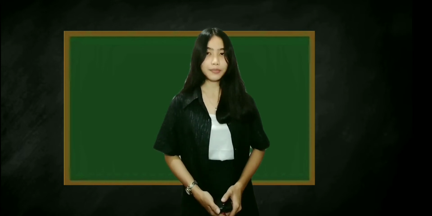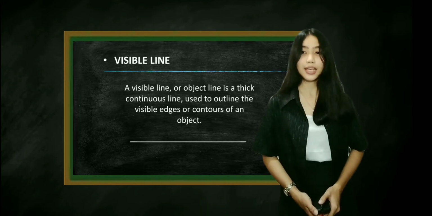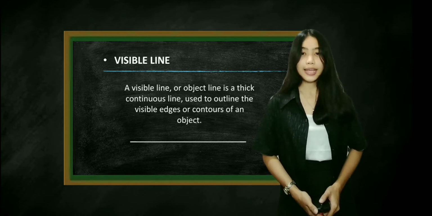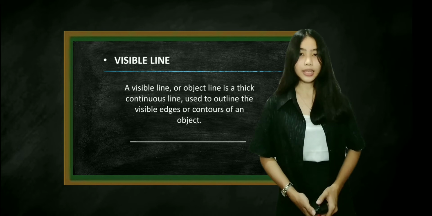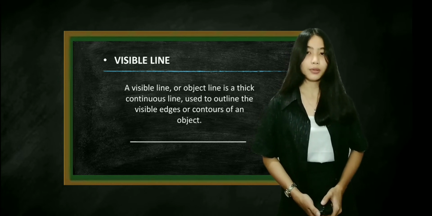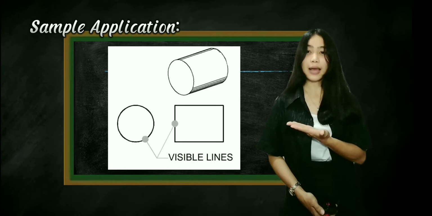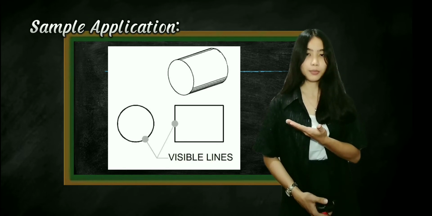So one of the types of line is visible line. So what is a visible line? A visible line or object line is a thick continuous line used to outline the visible edges or contours of an object. Here is a sample application of visible line.